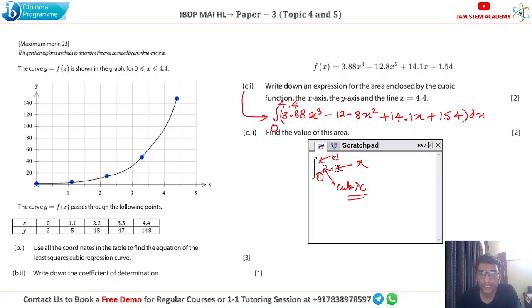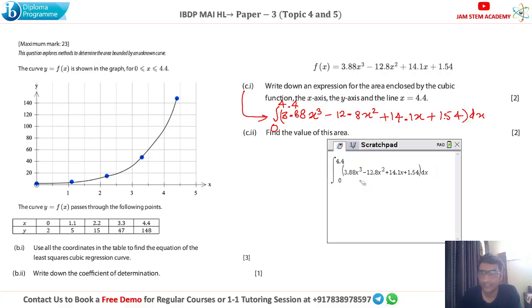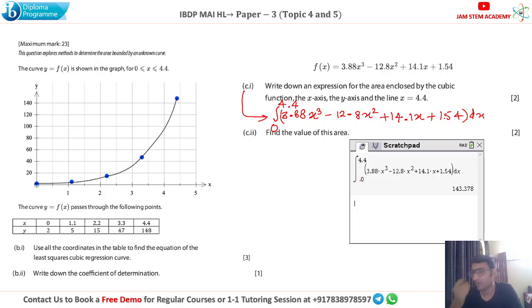Okay, so once you do this, you will get your answer directly in the next step. What is that? When you enter this equation like this, it gives you the answer 143.378. As you can see, last time using the trapezoidal rule, we got our answer as 156. So another approximation is 143.378 using this cubic regression.